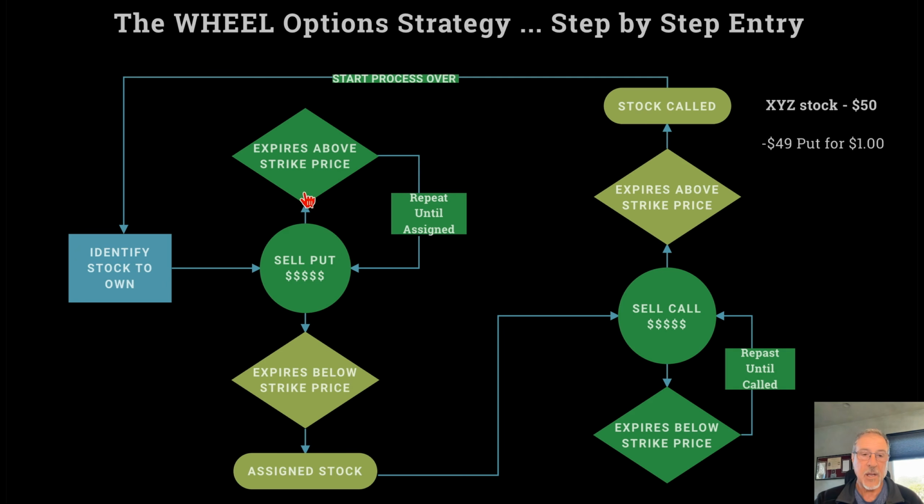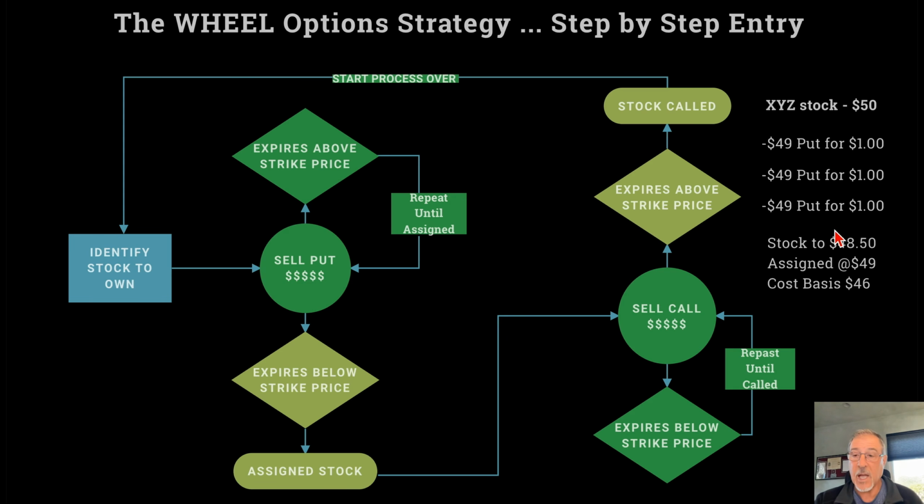So the stock's trading at $50. I sell a put at $49. I sell that for $1, so that's $100 because that's $1 per share. I go through that 3 different cycles. In this case, maybe it's a weekly cycle. So at the end of 3 weeks, I have picked up $300, and I've never been put the stock. I don't own the stock yet.